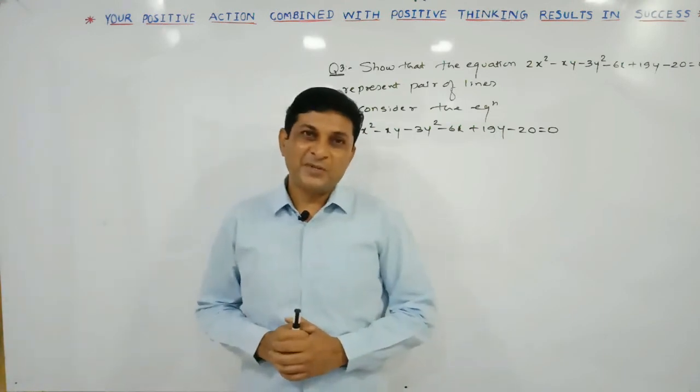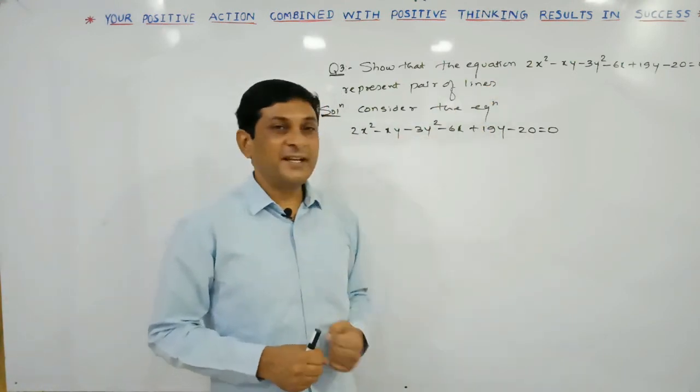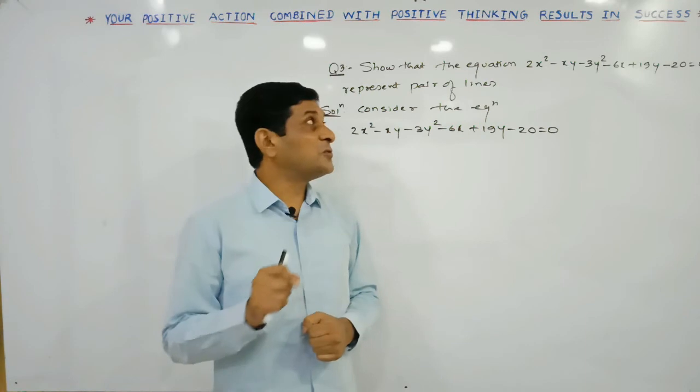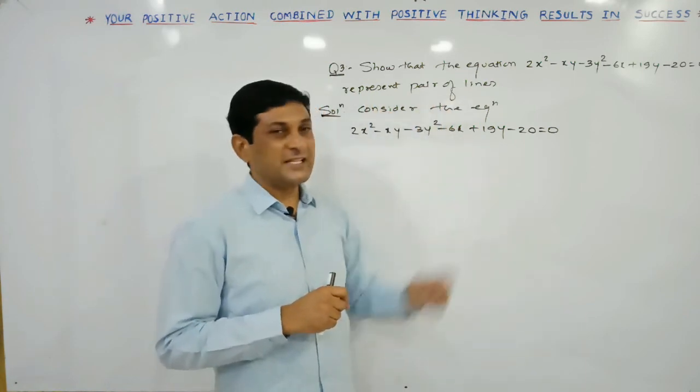See, in question number 3, one general equation of second degree in x and y is given to us, and we have to show that this equation represents a pair of straight lines.